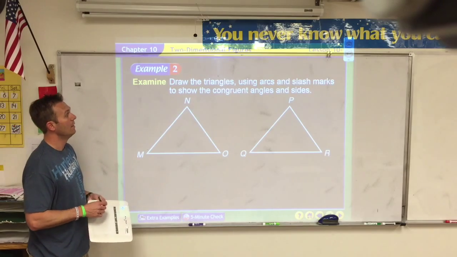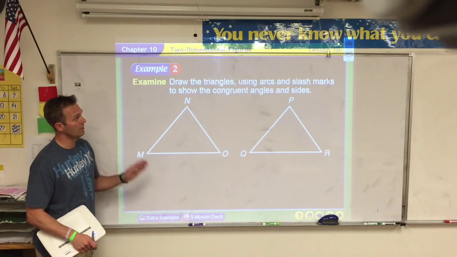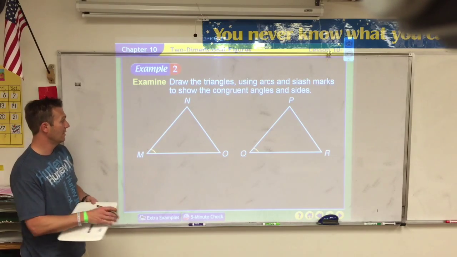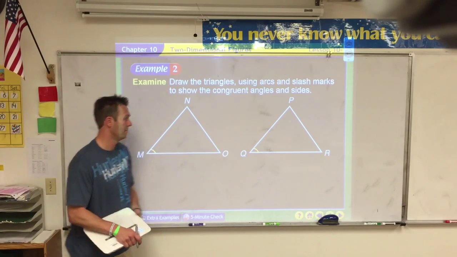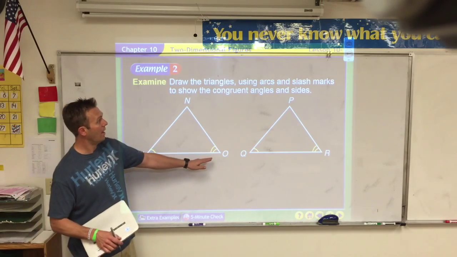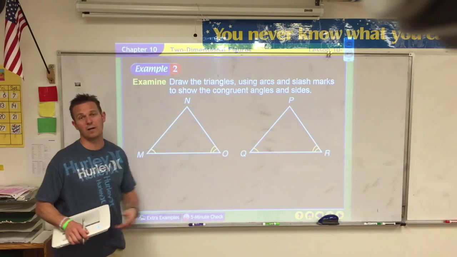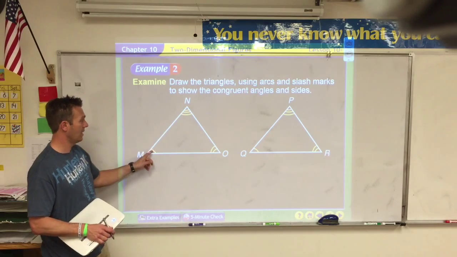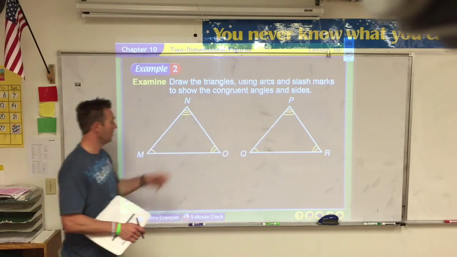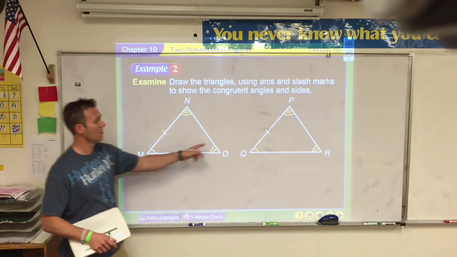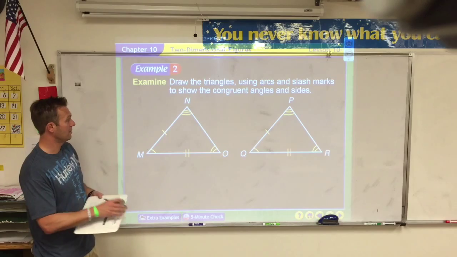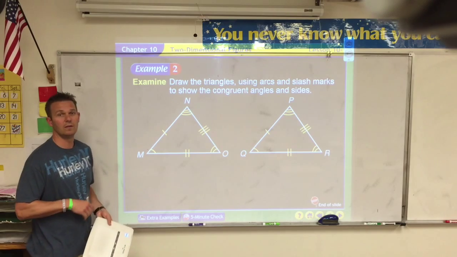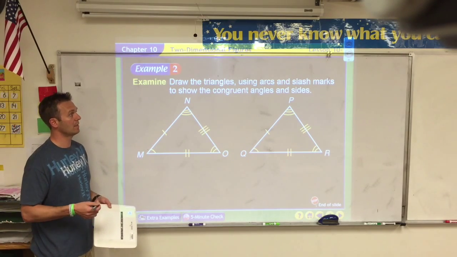They match up. And then if you have to draw the triangles using arcs and slash marks to show the congruent angles and sides, this is how it would look like. Okay, M is congruent to Q, so that's 1 arc. And then we have O and R have arcs together. And then we have N and P. Now, since N has 3 and this has 1, 3 and 1, these are going to be congruent, right? And then we draw 1 line to show that they're congruent. Next, we're going to use 2 lines to show that these 2 are congruent. And then we're going to use 3 lines to show the last one is congruent. And that's how you would draw that out with slash marks and arcs.